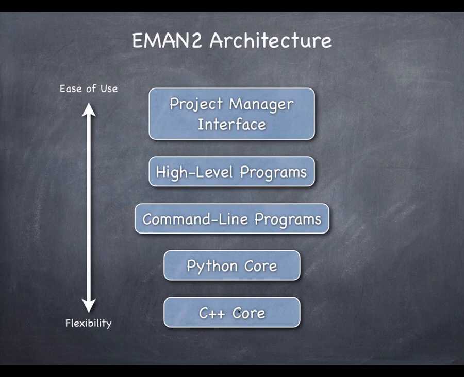So at the base, there's a C++ library which does all of the high-performance image processing tasks. Then on top of that sits the Python core, which gives you access to those C++ routines. Then all of the command line programs are written using the Python library. And then there are high-level programs which make use of the command line programs. And then at the top level, there are graphical programs, which again are written in Python using the Qt library and make use of the Python core routines as well. So today we're mostly going to be talking about making use of this sort of Python core. I'll mention a couple of command line programs.